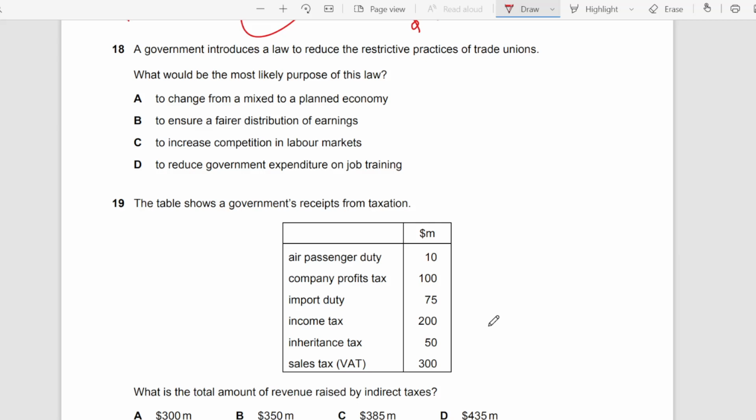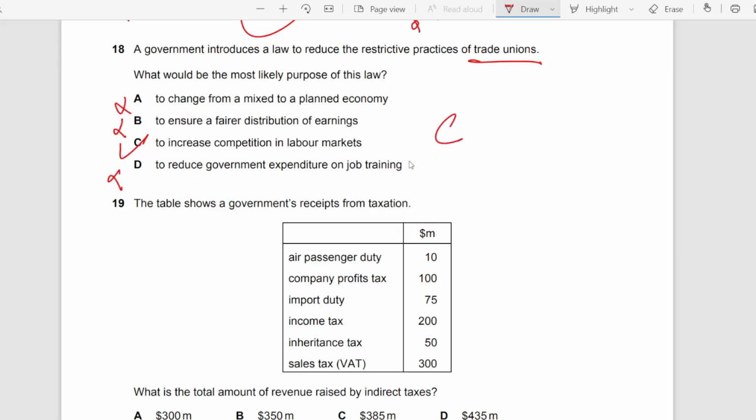So the options are: to change from a mixed to a planned economy, to ensure the fair distribution of earnings, to increase the competition in the labor markets. Yes, competition will increase in the labor markets because people will not get unfair advantages from just being part of the trade union. The main purpose of the trade union is to protect the interests of the workers, but sometimes some people will get an advantage while the others will be left out. So C is going to be the correct answer for question number 18. To reduce the government expenditure on job training, well, this has nothing to do with the question. So yeah, the correct answer is C.